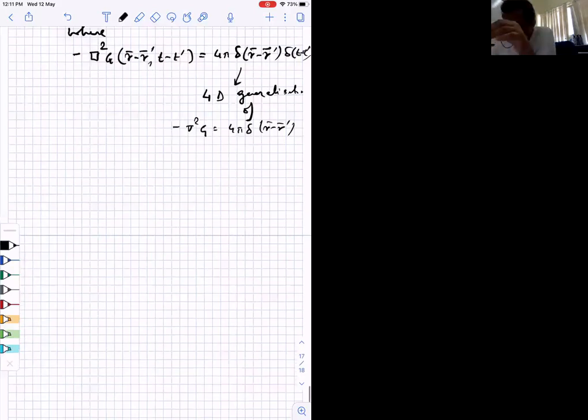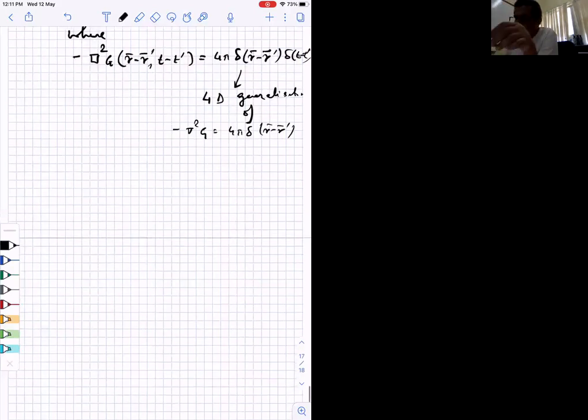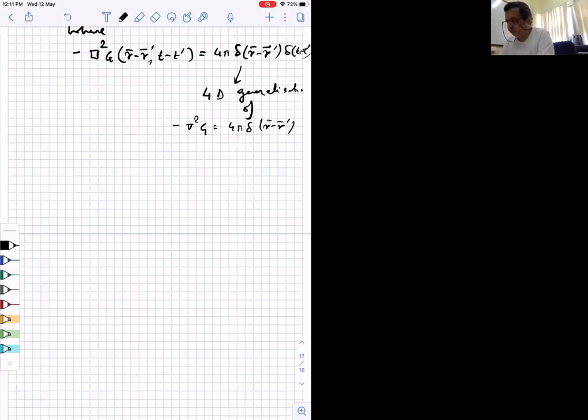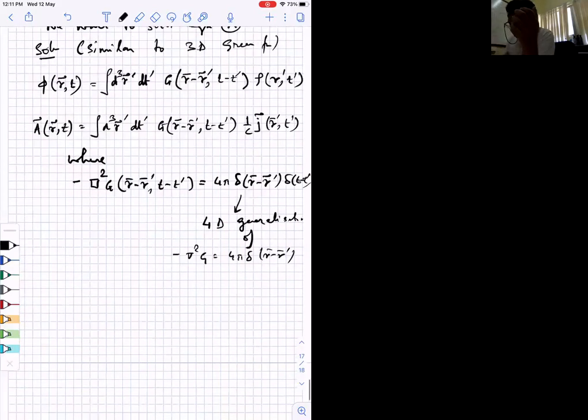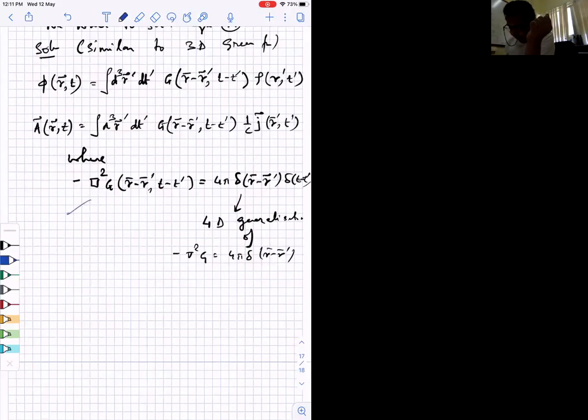So this is what we have. Now we want to solve this equation. We want to solve this, and we can solve this equation. Then phi and A is just an integral over these four coordinates. Let me call this equation something.